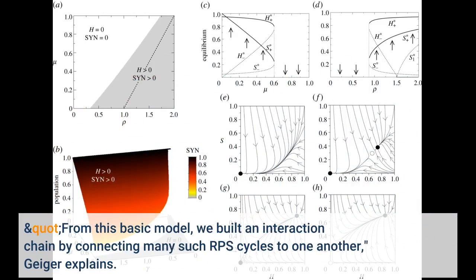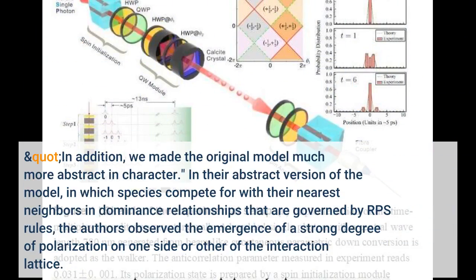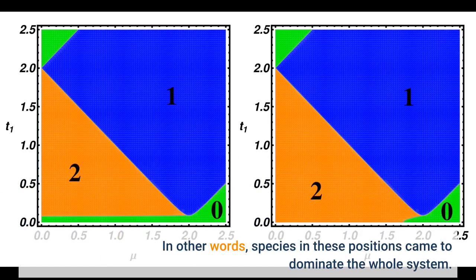"From this basic model, we built an interaction chain by connecting many such RPS cycles to one another," Geiger explains. "In addition, we made the original model much more abstract in character." In their abstract version of the model, in which species compete with their nearest neighbors in dominance relationships that are governed by RPS rules, the authors observed the emergence of a strong degree of polarization. In other words, species in these positions came to dominate the whole system.